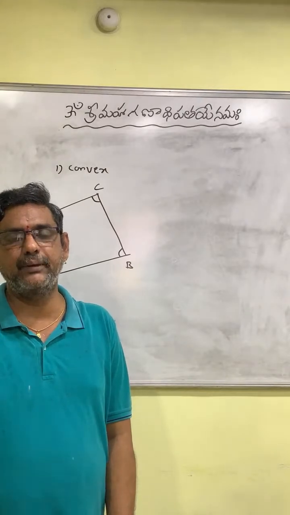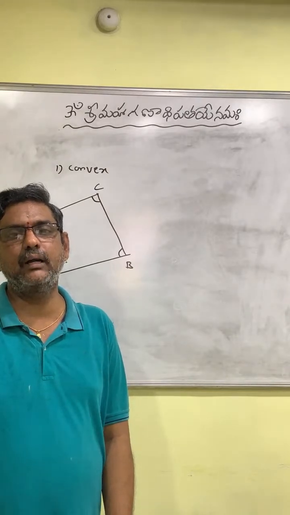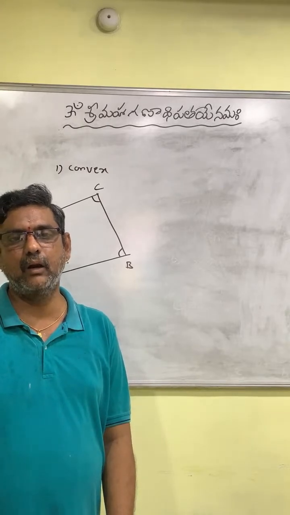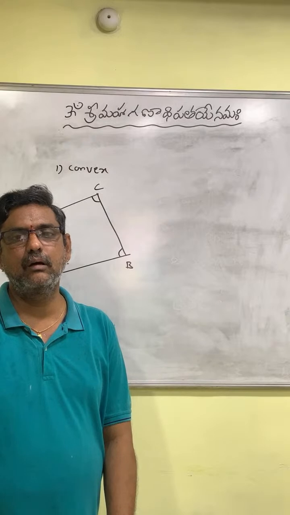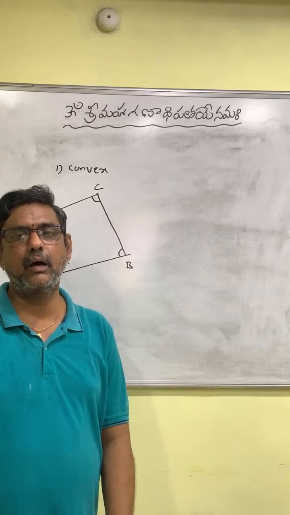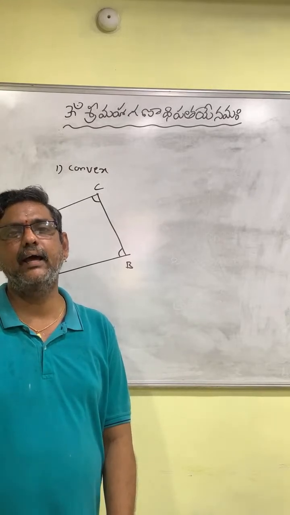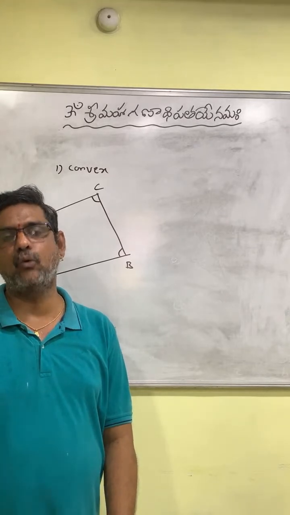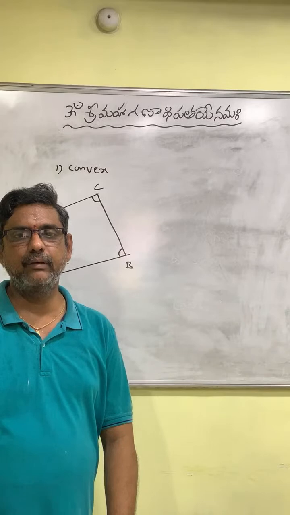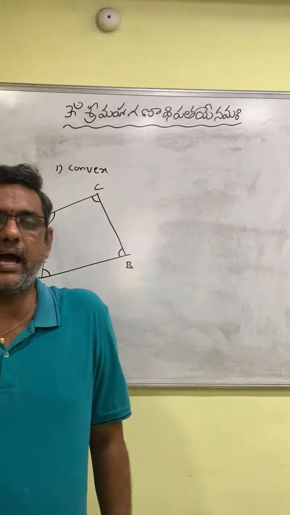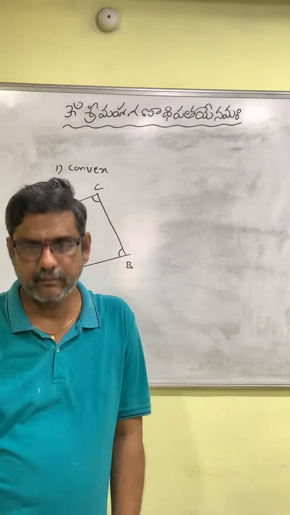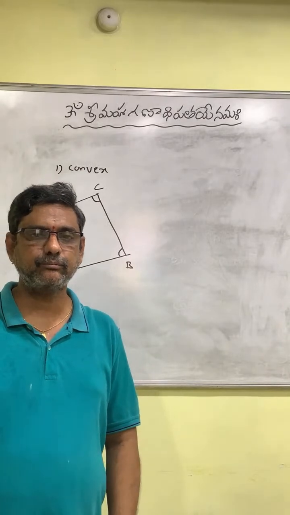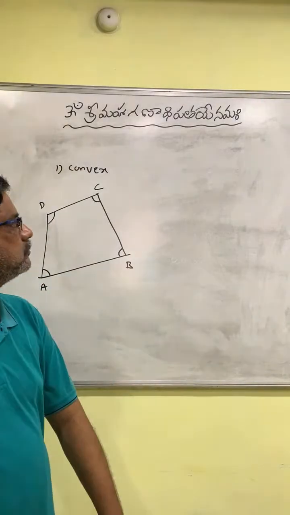First one, trapezium. Second one, isosceles trapezium. Third one, parallelogram, rectangle, rhombus, square and kite. We need to learn about these thoroughly. We learned it in class 8th already. Okay, children? We'll see.